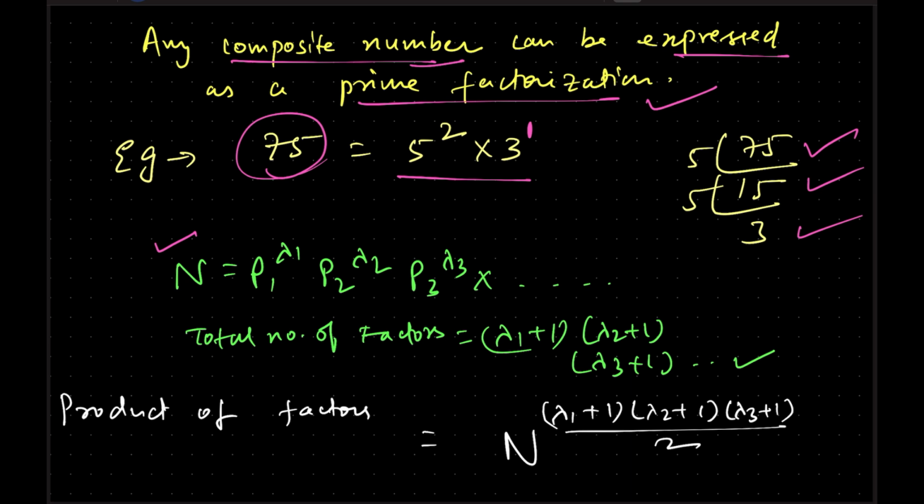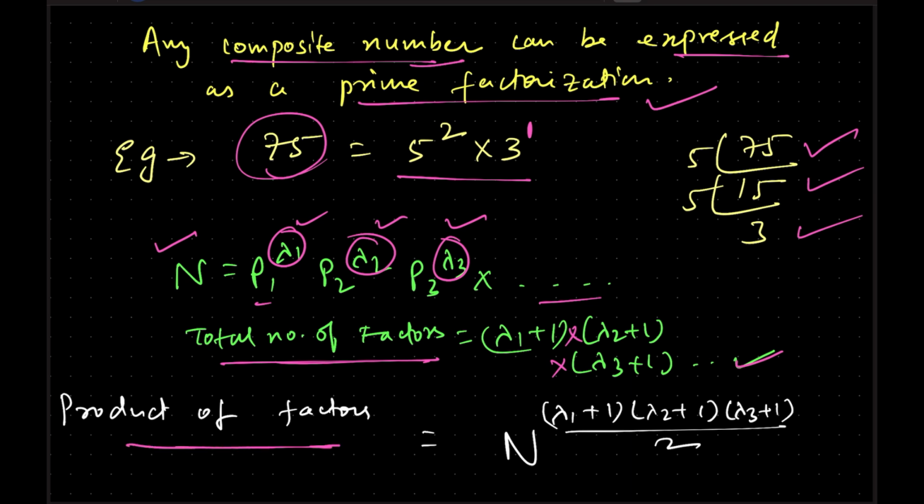Suppose a number n is p1 power lambda 1, p2 power lambda 2, p3 power lambda 3, and so on. The total number of factors will be (lambda 1 plus 1) into (lambda 2 plus 1) into (lambda 3 plus 1), and so on, where lambda 1, lambda 2 and lambda 3 are the powers of the prime factors. Similarly, if the product of the factors is asked, it is the number n itself to the power of the total number of factors divided by 2. This is (lambda 1 plus 1)(lambda 2 plus 1)(lambda 3 plus 1) in multiplication form, divided by 2.